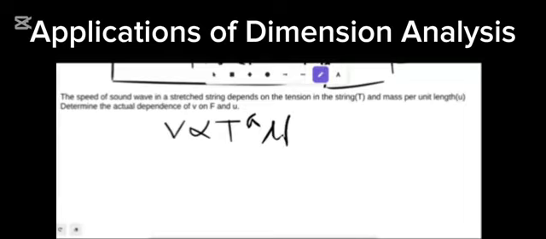So the next thing I'm going to write is the equality. V equals a constant k, and then tension, a force, to the power a. Do not forget, even though we are using tension to represent T, that's not the dimension here. And then mu to the power b. The third line, they'll mark this because you introduced the equality and the constant.